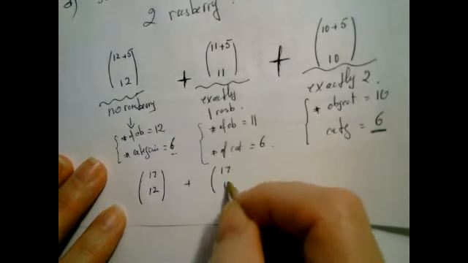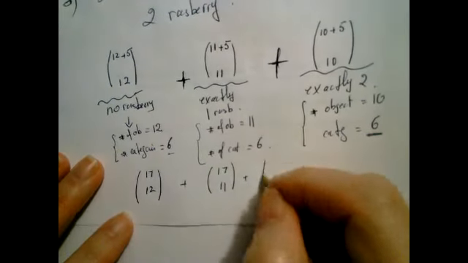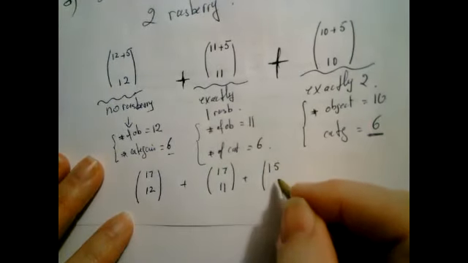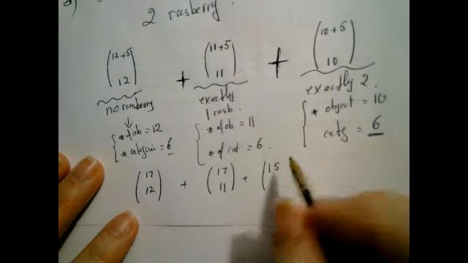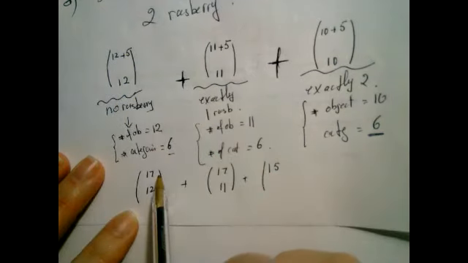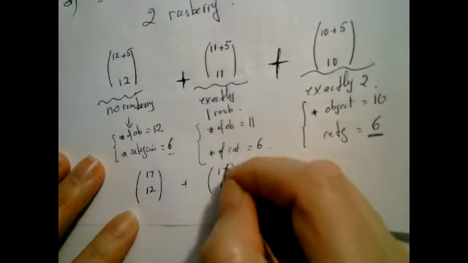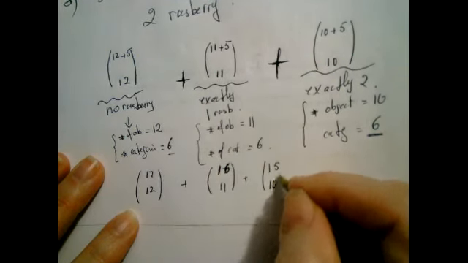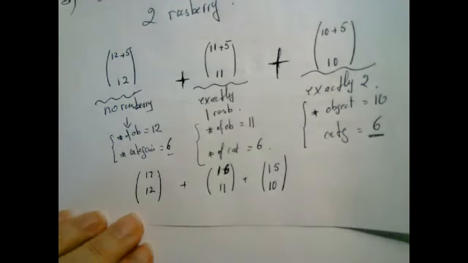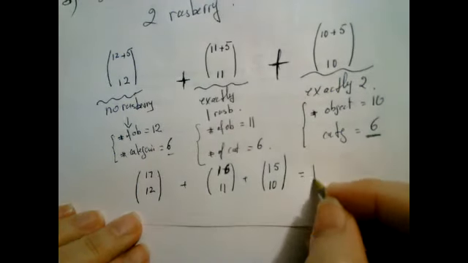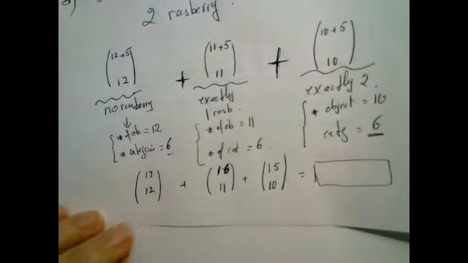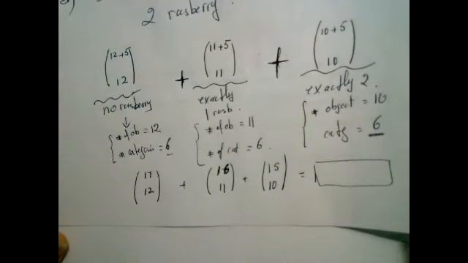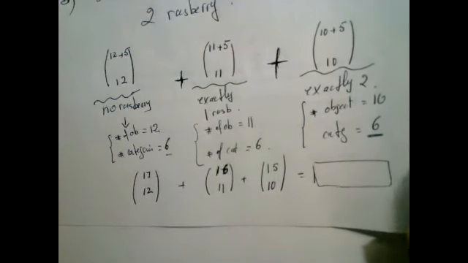Plus 17 choose 11, plus 15, sorry, what am I doing wrong? 17, and this is 16, and this is 15 choose 10. Okay, and you can evaluate this. We can try to evaluate this, and we actually get a really large number. We have tons of choices, a lot of choices.